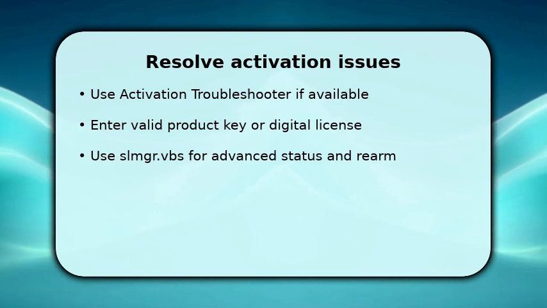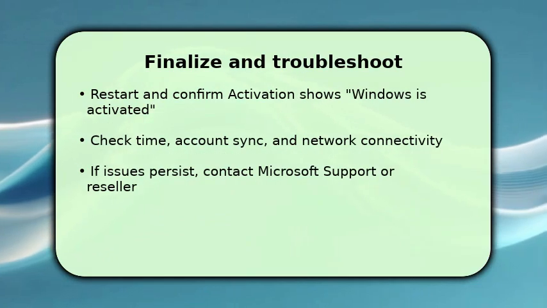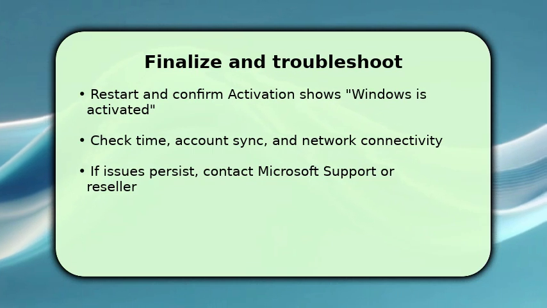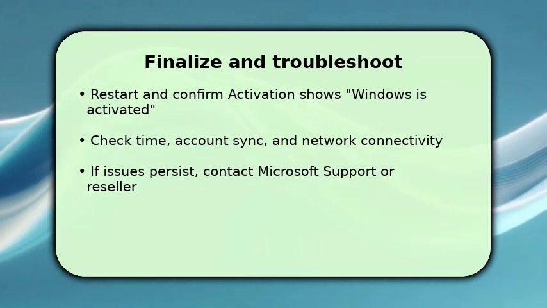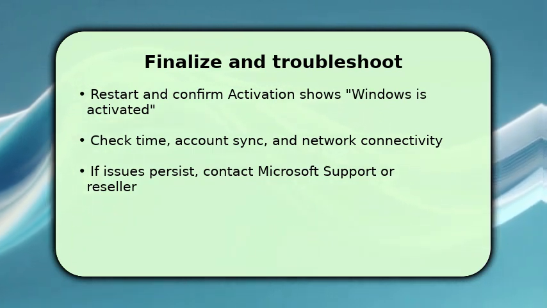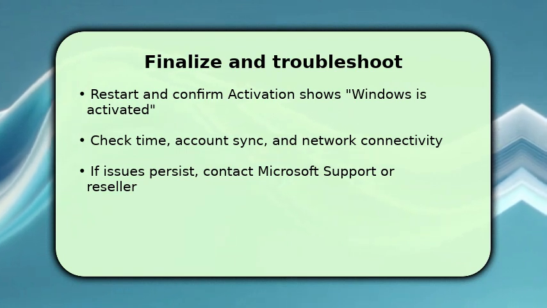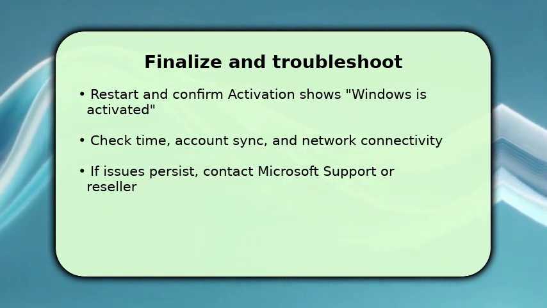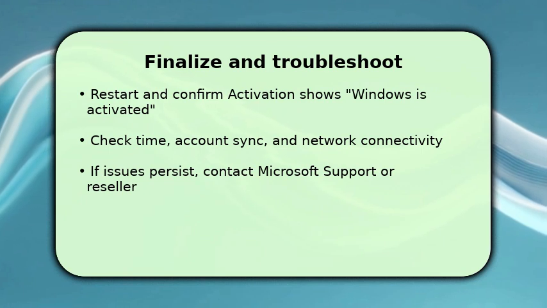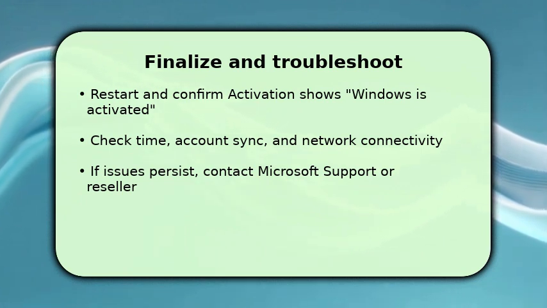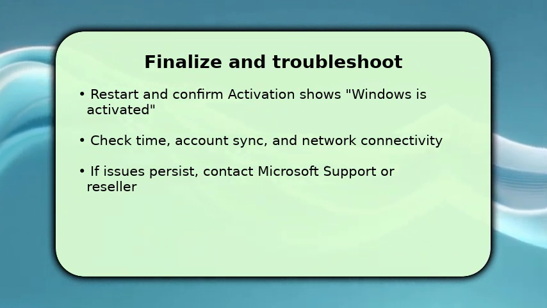Finish by validating the fix and exploring one strong troubleshooting tip. Restart Windows after activation to ensure services refresh, and then confirm Settings shows Windows is activated. Make sure system time, Microsoft account sign-in, and network connectivity are correct because they affect license verification.